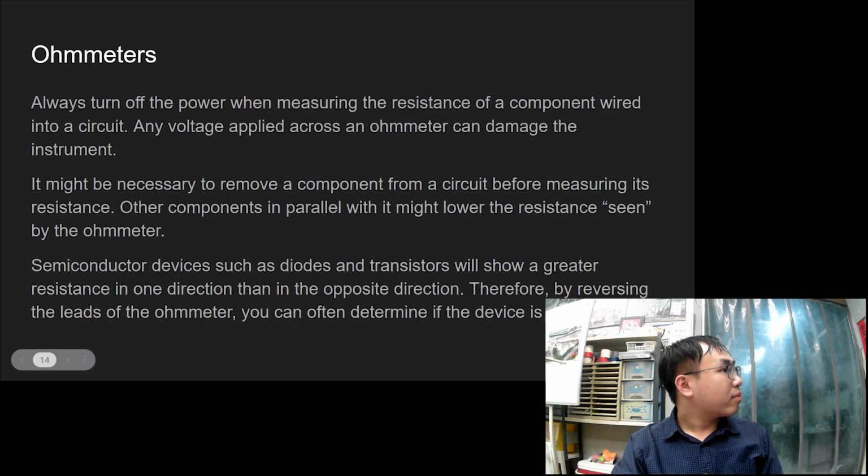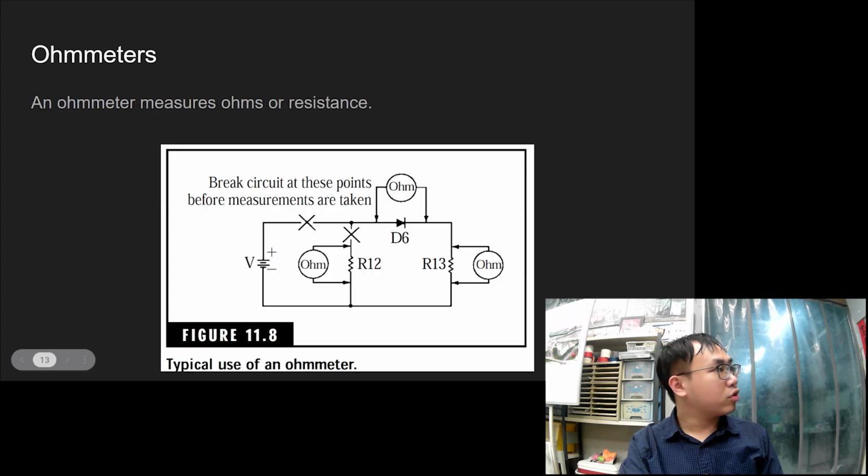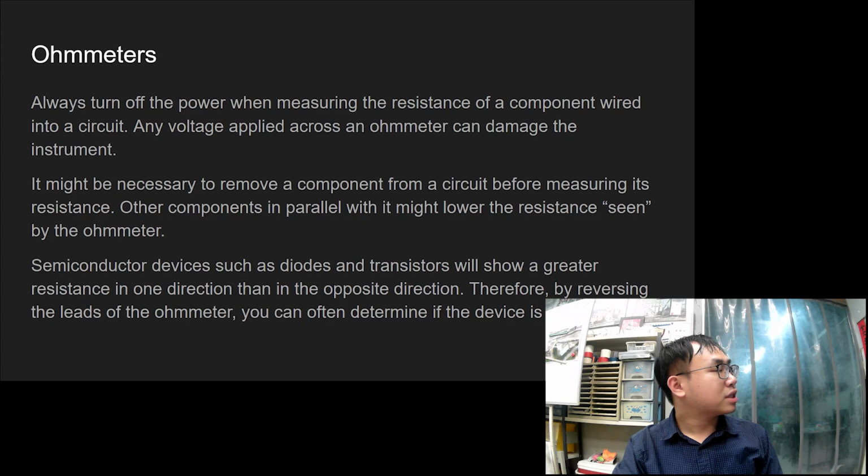The accuracy issue is because if you don't break it, like in a parallel circuit, the total resistance may be a bit lower than expected.